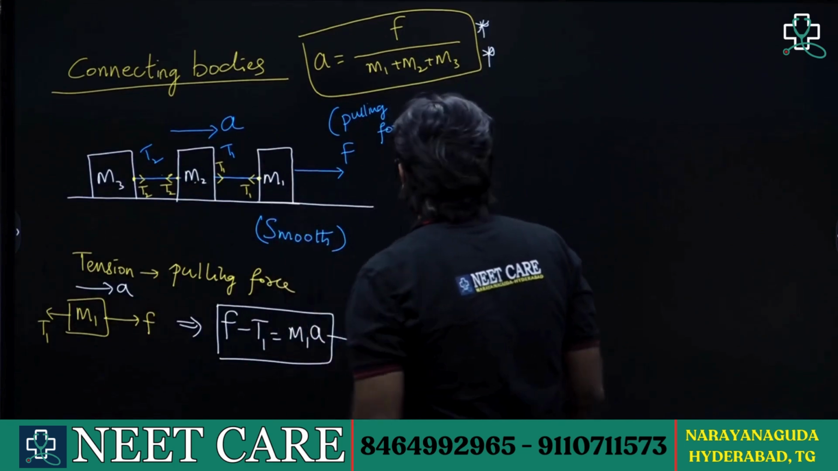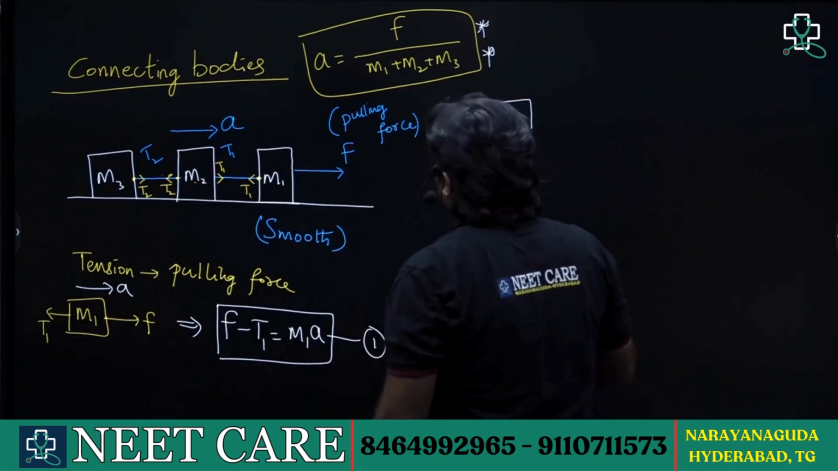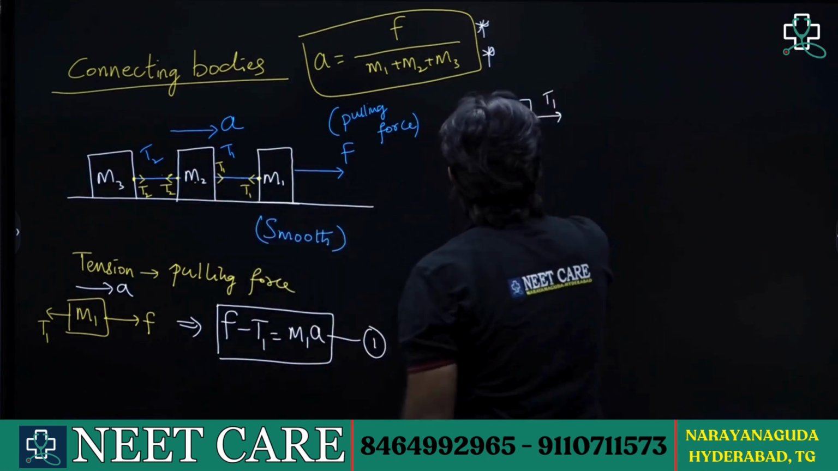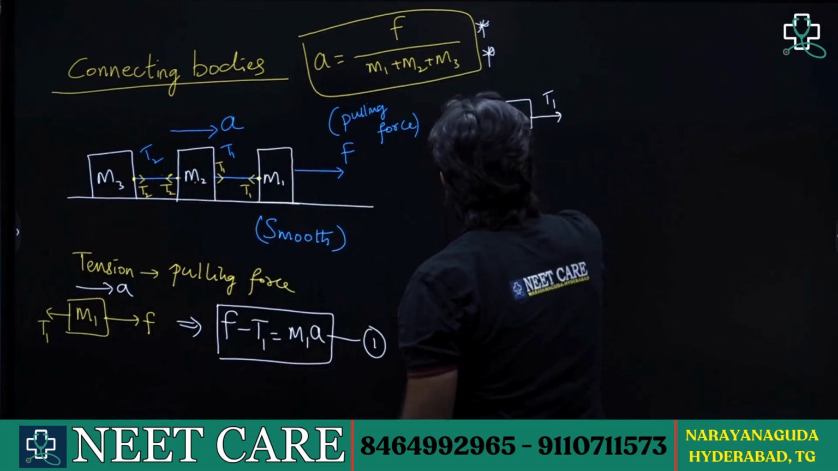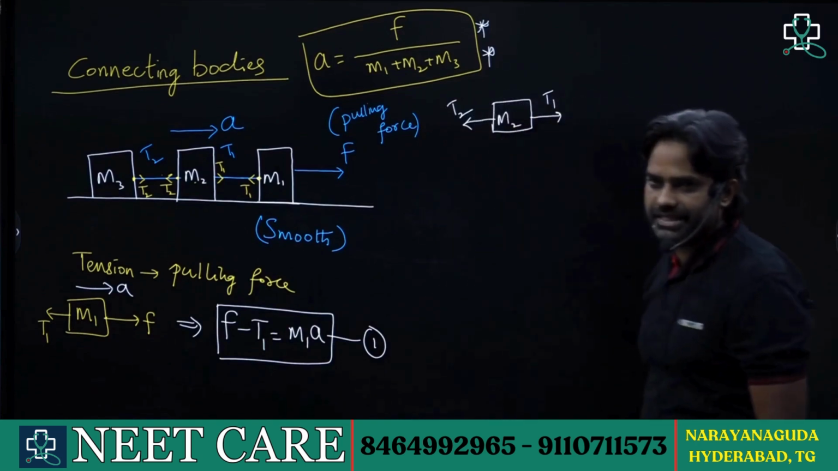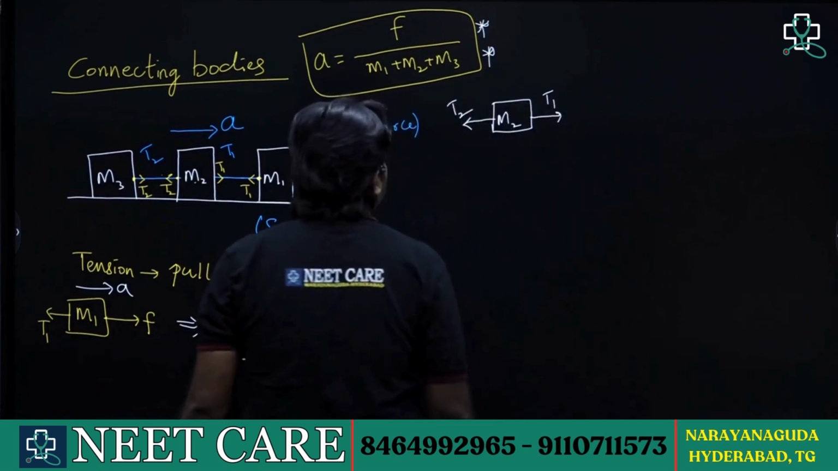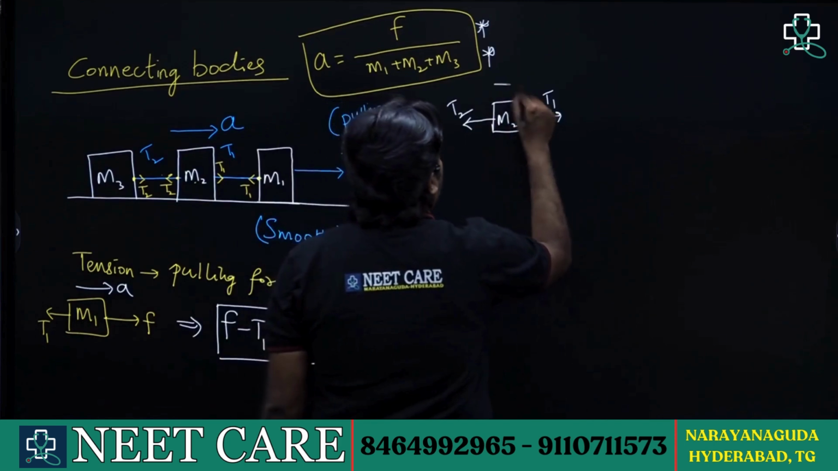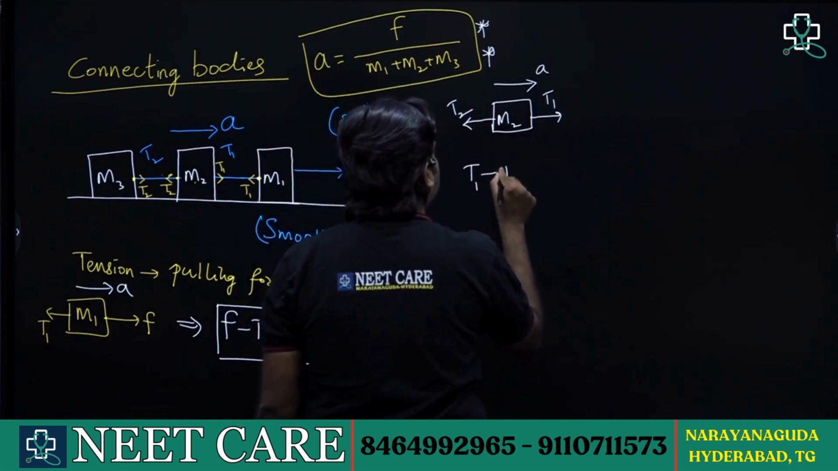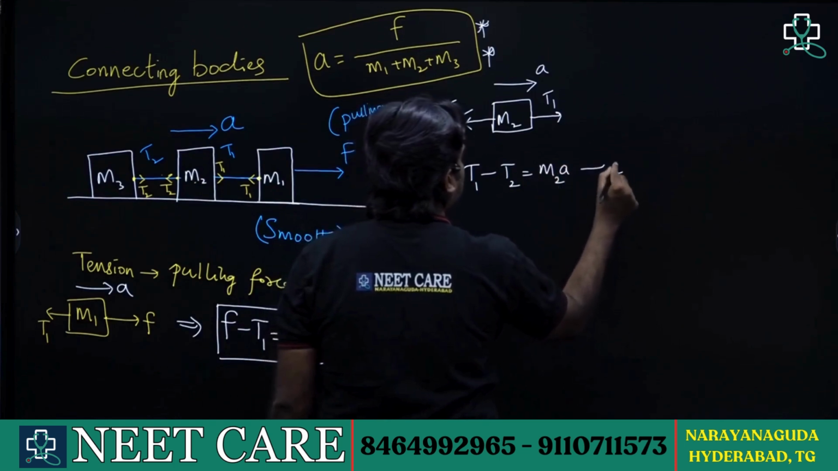So try to take the FBD for M2 here. T1 will act away from it. See the figure. T2 will act again away from it. T1 away gives the right direction, T2 away gives the left direction. So that it is moving with acceleration A, you take. So here the net force will be T1 minus T2, that is equal to M2A. Take this as the second equation.